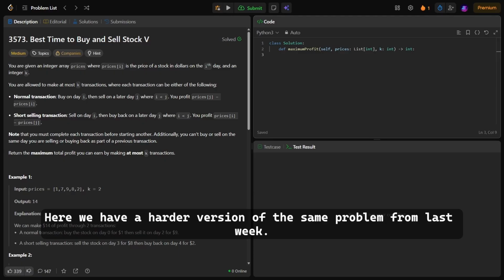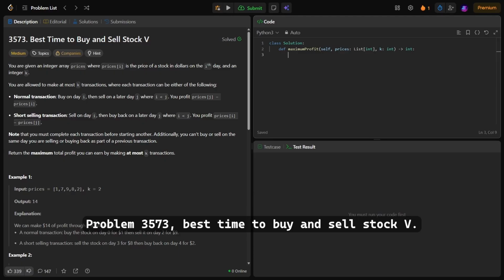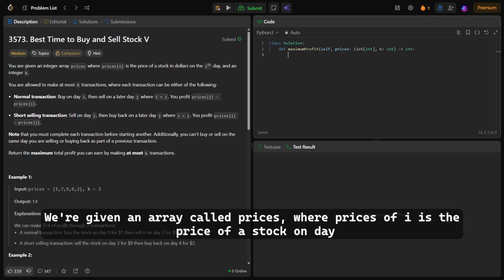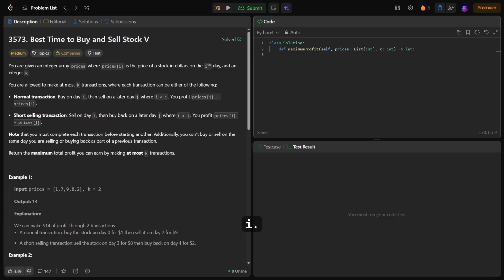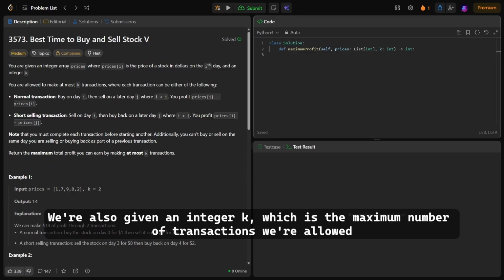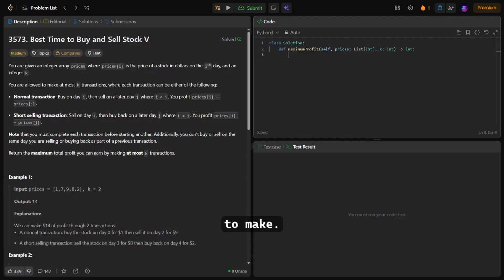Here we have a harder version of the same problem from last week. Problem 3573, Best Time to Buy and Sell Stock 5. We're given an array called prices, where prices[i] is the price of a stock on day i. We're also given an integer k, which is the maximum number of transactions we're allowed to make.